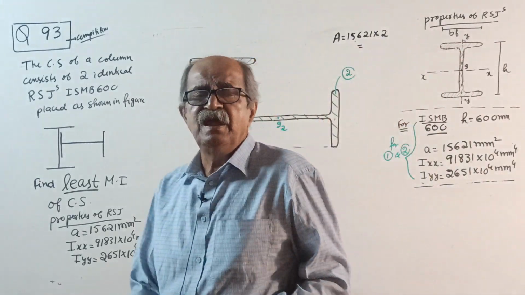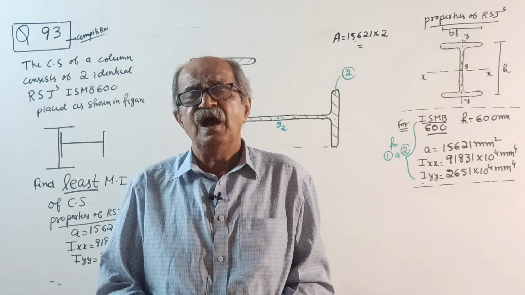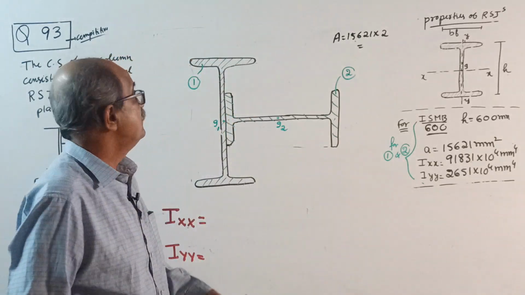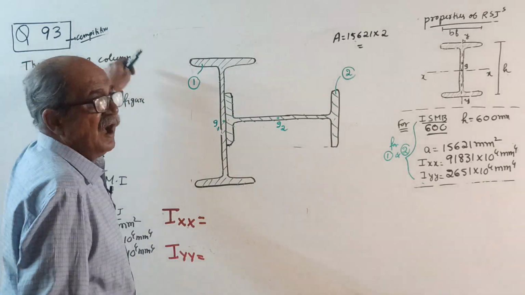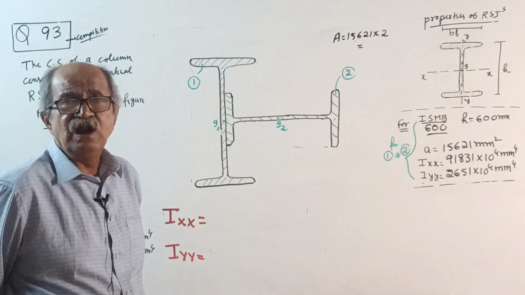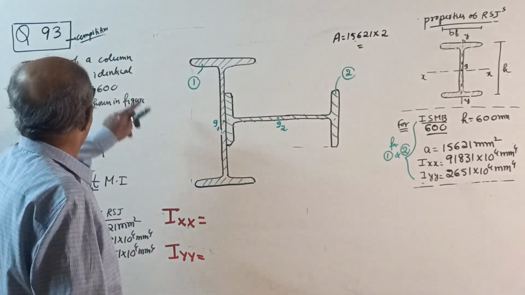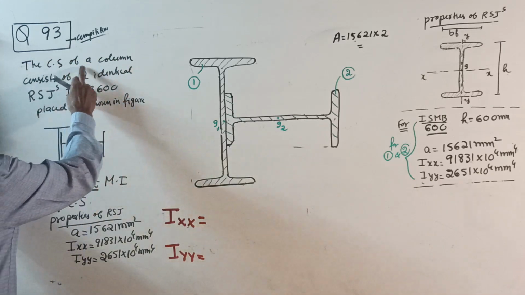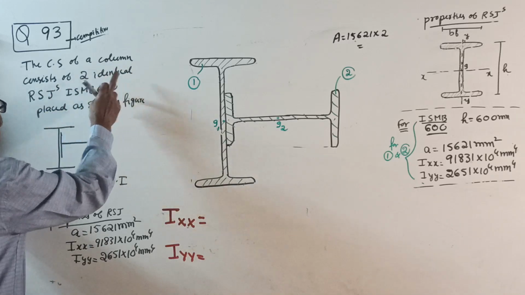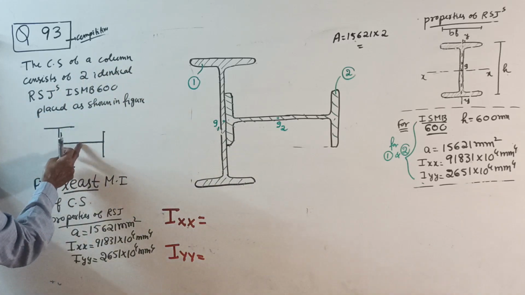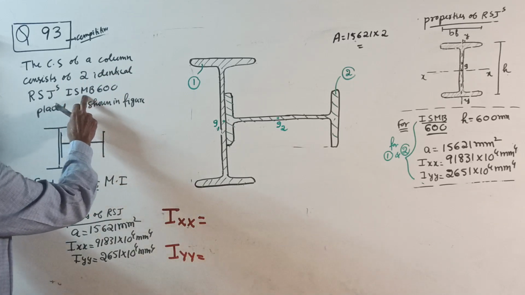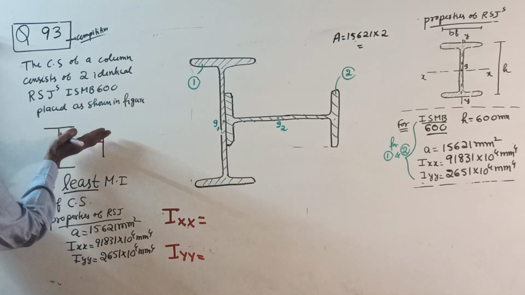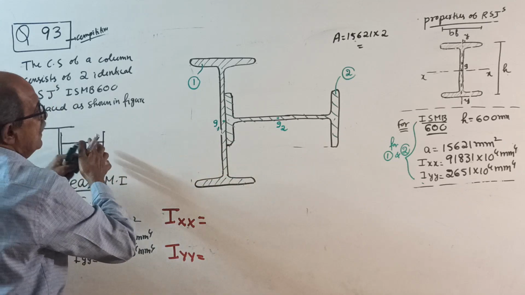Now, lastly today, come to question 93. With today, RSJs are over. Next class, I am starting channels. This question is asked in competitive examinations and also in academic questions. The cross section of a column consists of two identical RSJs, ISMB 600, placed as shown. One this way and one this way, identical.